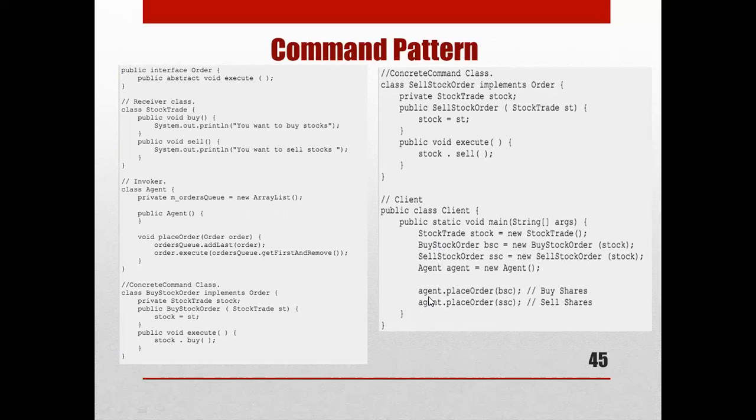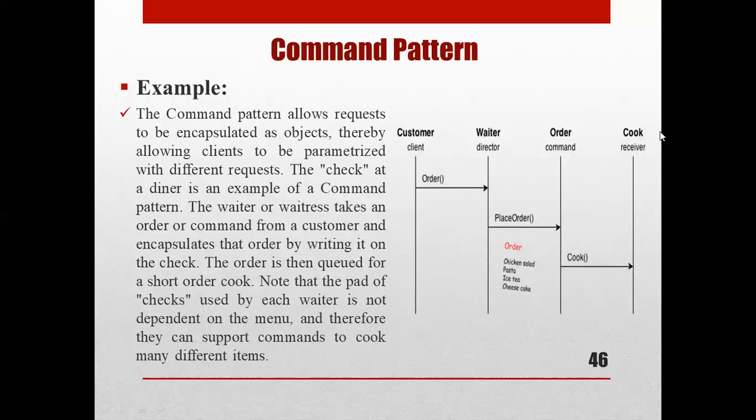Here you can see stock dot sell, that means we are going to sell and buy the shares. Now we are going to invoke, using the invoker's object, that is agent dot place order, and we are passing the parameter as the bsc object. Here you can see this is from buy stock. Now we are going to buy the shares and sell the shares. So this is all about the command pattern. Now we will see an example of the command pattern here.